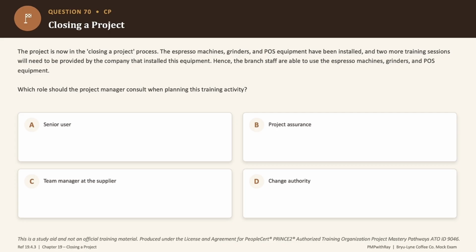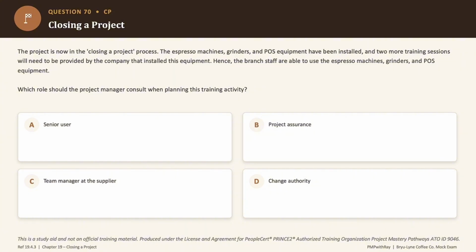Right, so the espresso machines, grinders and point of sale equipment are all installed, but the branch staff is still requiring 2 more training sessions from the company that fitted the equipment before they can actually use it properly. Who does the project manager consult to plan that training? Very important. It is asking who does the project manager consult? Not responsible, not accountable, but consult as part of the RACI.